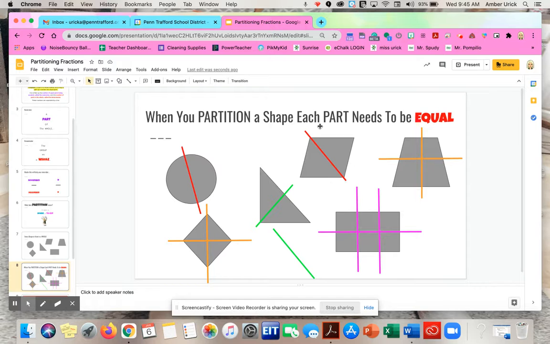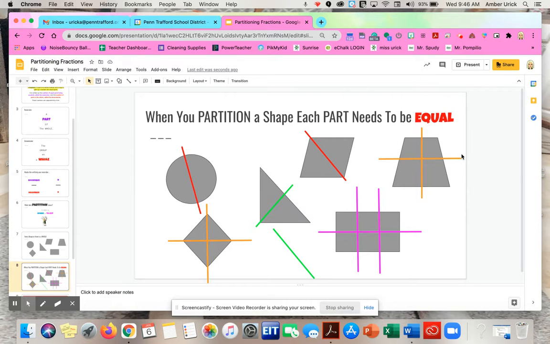How about this guy here, my rhombus? If I fold on that red line, are they the same size pieces? I have a small triangle on this side and a small triangle on that side. So I think I chose wisely with that red line being where it is.